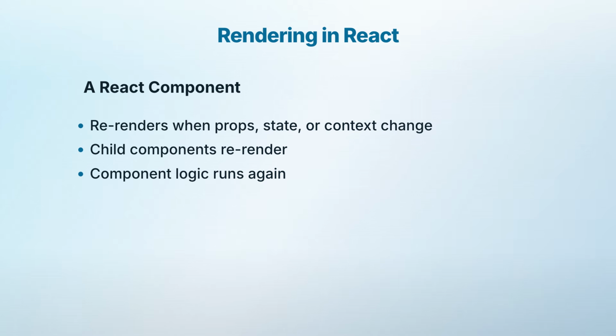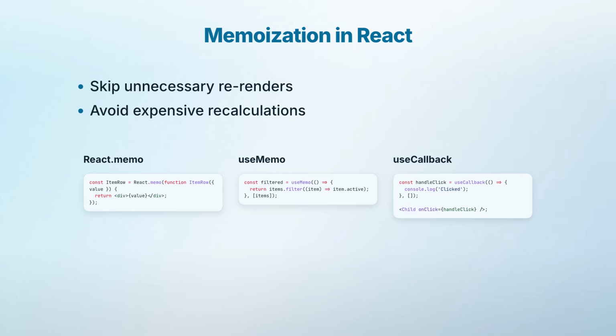Here's how rendering works in React. A component re-renders when its prop, state, or context change. When that happens, React will also update its child components by default. And any calculations inside that component will run again as part of that process. To reuse previous results when inputs haven't changed, React gives us three main tools.